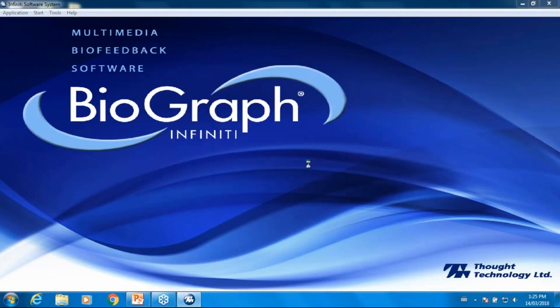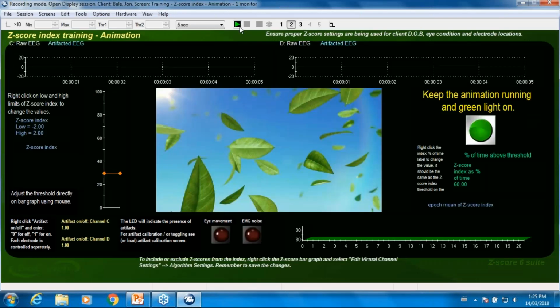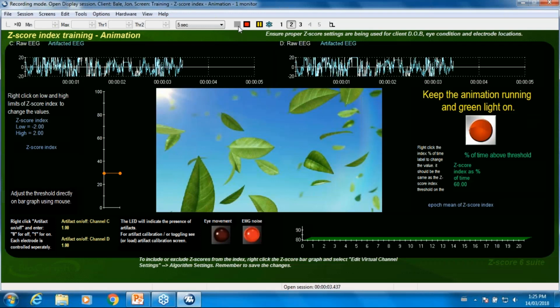Now, I already told the software where I place the electrodes on my head, and it already knows my sex and my age, so I don't have to tell it that once again. Instead, I'm just going to jump straight and look at a training screen. So I'm going to briefly hit the play button just to get some data in the system.